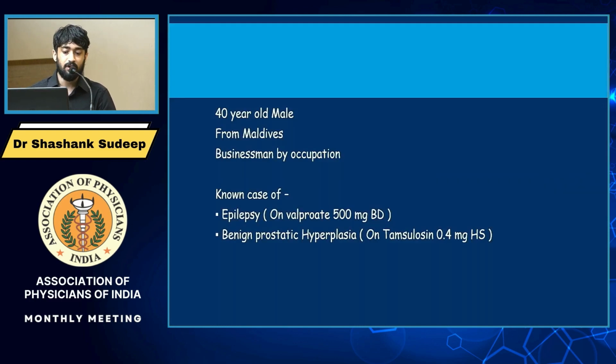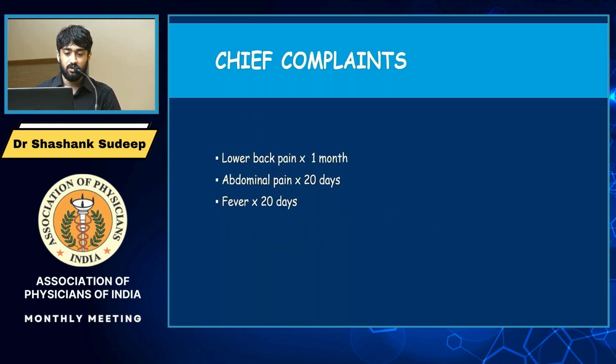The case is a 40-year-old male from Maldives, a businessman by occupation, also a known case of epilepsy disorder on valproate 500 mg twice daily, and benign prostatic hyperplasia on tamsulosin 0.4 mg at night. He presented with chief complaints of lower back pain for a month, abdominal pain for 20 days, and fever for 20 days.